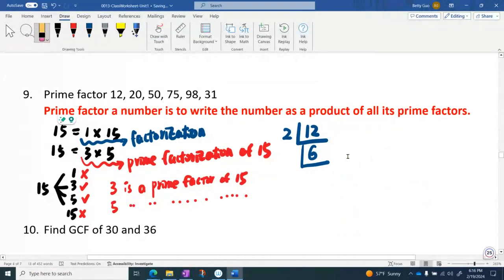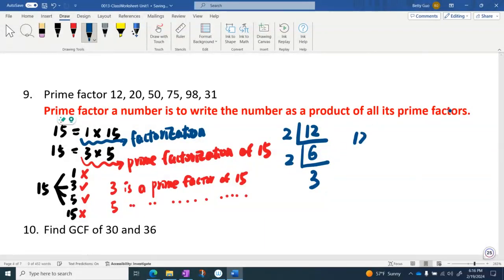And 6 is also even. Since 6 is even, 6 has a prime factor 2 as well. And we divide 6 by 2, we have 3. Is 3 prime? When you have a prime number on the bottom, then the process is done, okay?